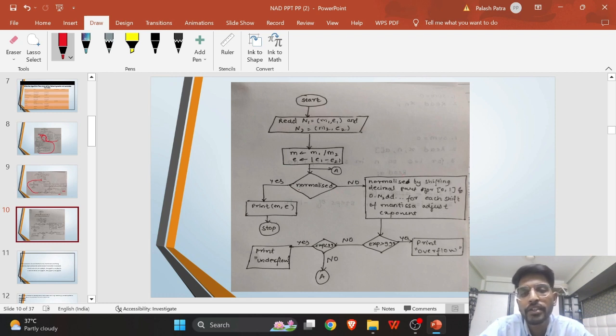If the result is normalized, we print it. Otherwise, we normalize the result by shifting the decimal part and adjusting the exponent part. And if the exponent is greater than 999, we print the overflow condition, and if it is less than 99, we print the underflow condition. Afterwards we go back to this case and check if the condition is normalized. This time it would be normalized, so we print the result. So this was the algorithms and the flowchart for the three operations, and now we look at the table over here.